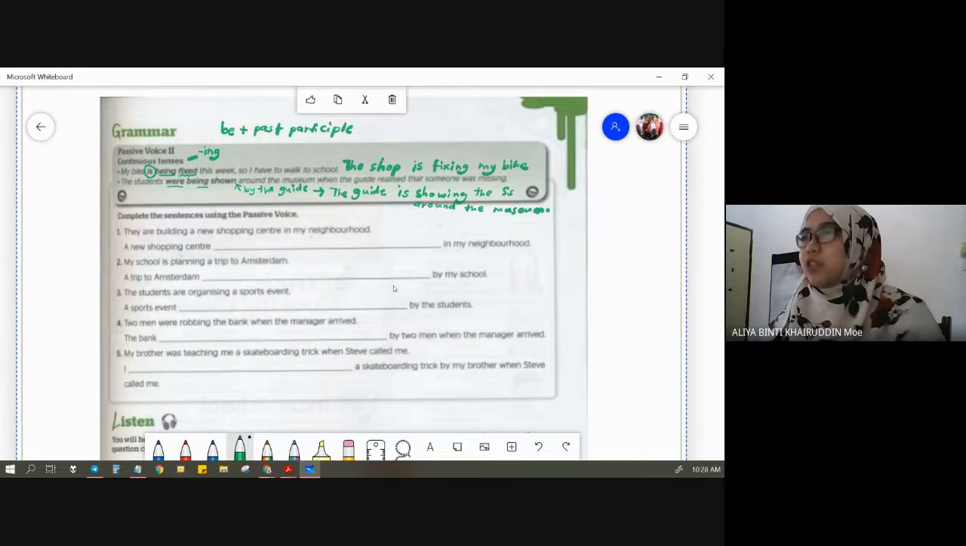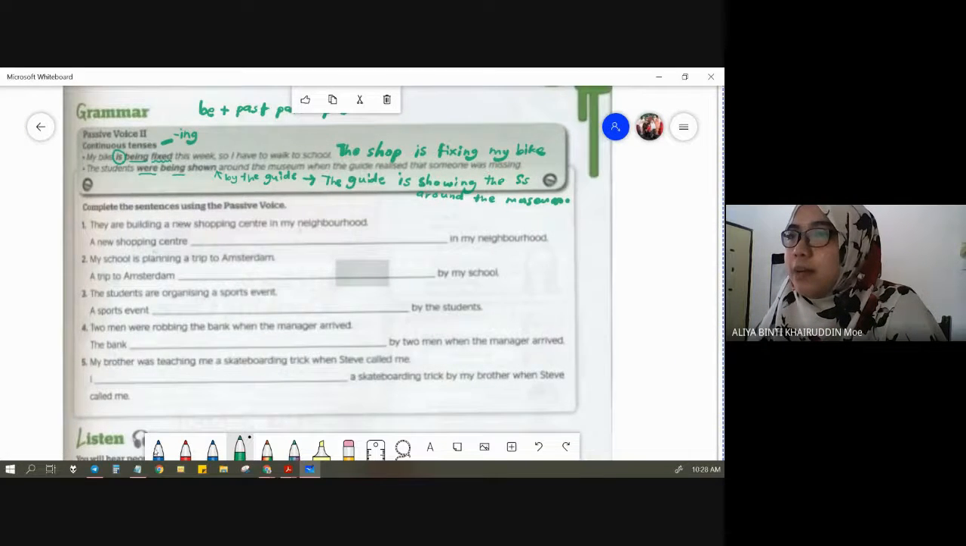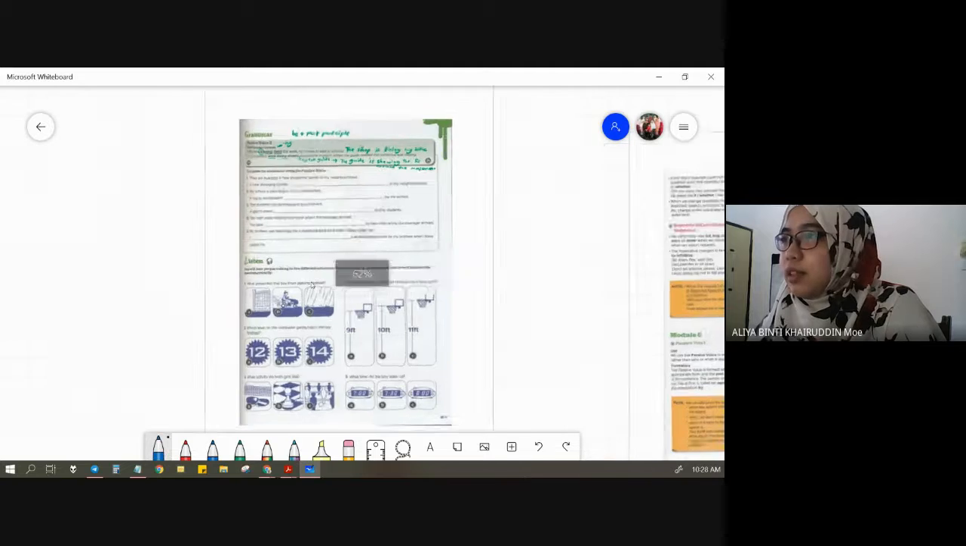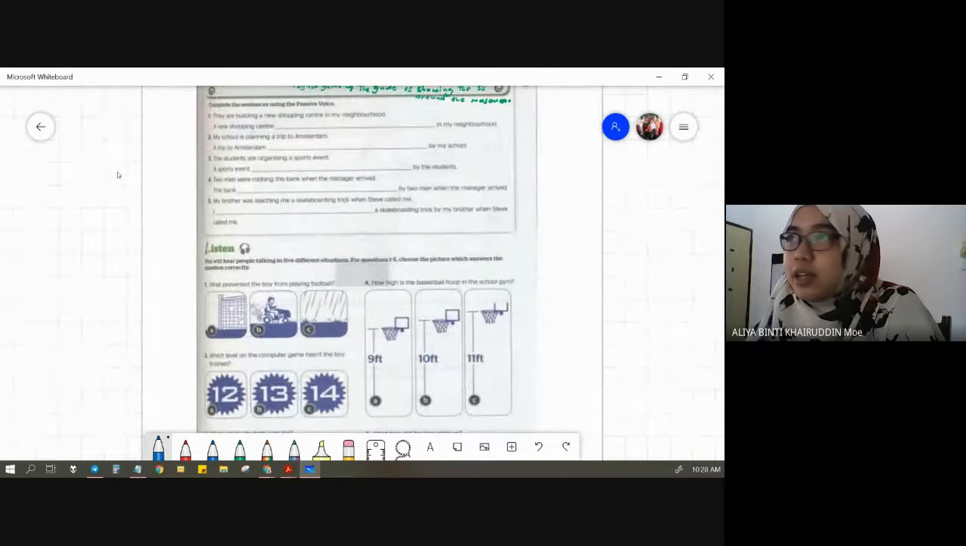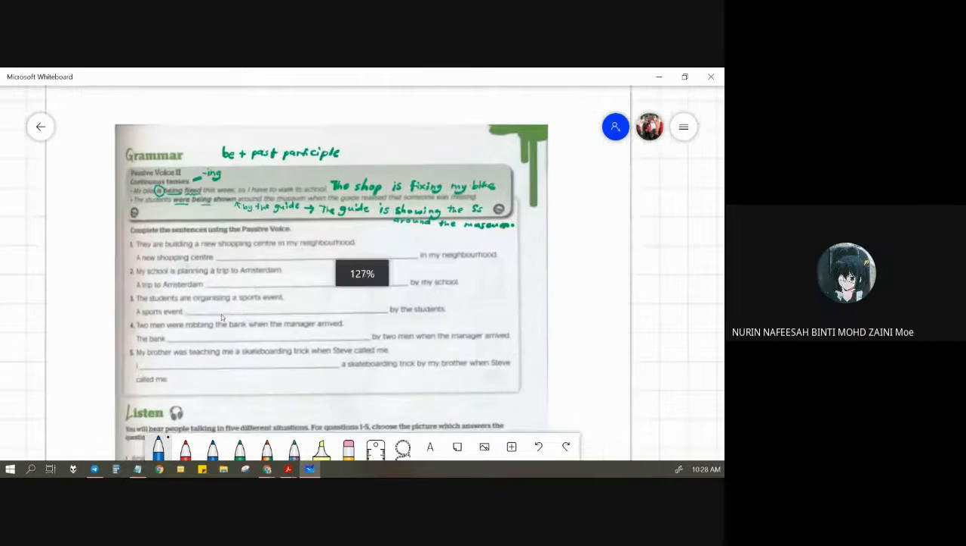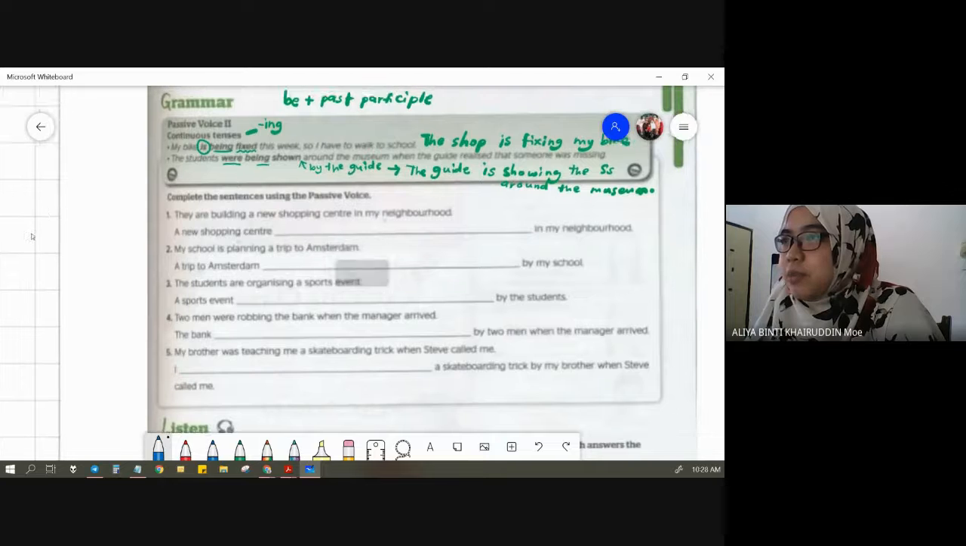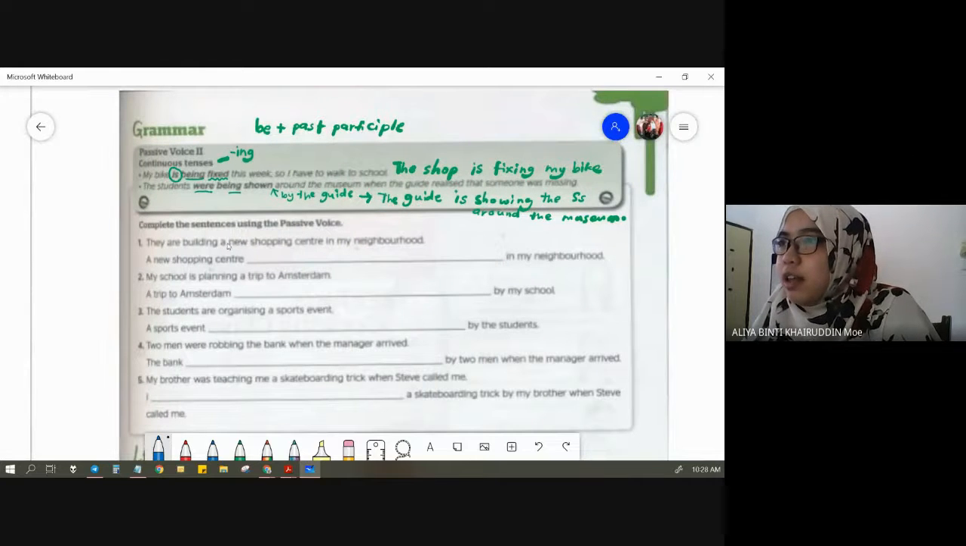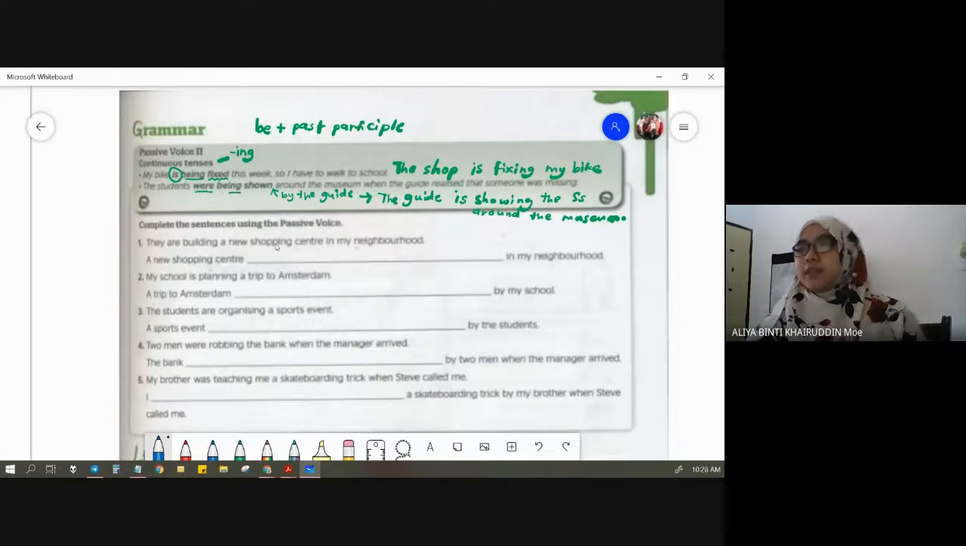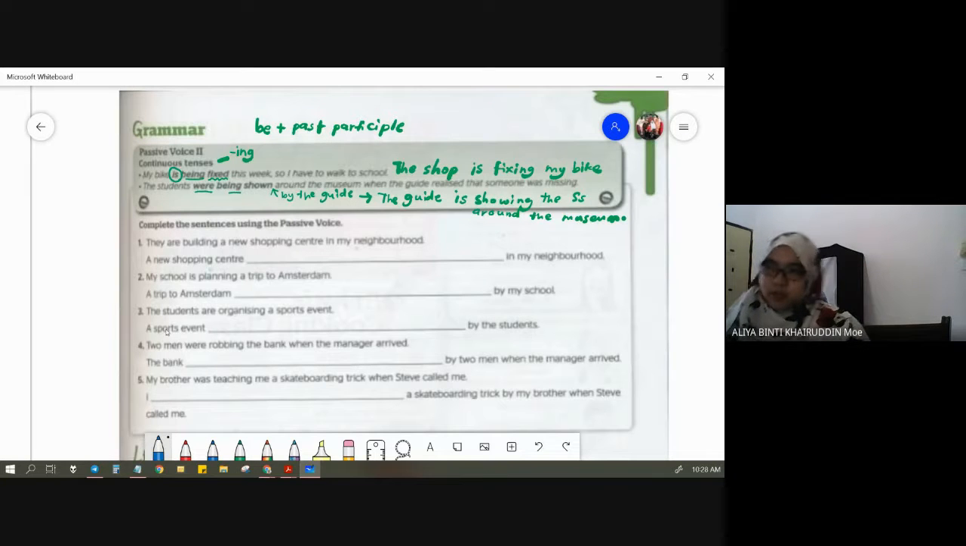Okay, now let's try to do this together for number 1. Is everyone following me? Okay? Yes. All right, let's try to do number 1. They are building a new shopping center in my neighborhood.